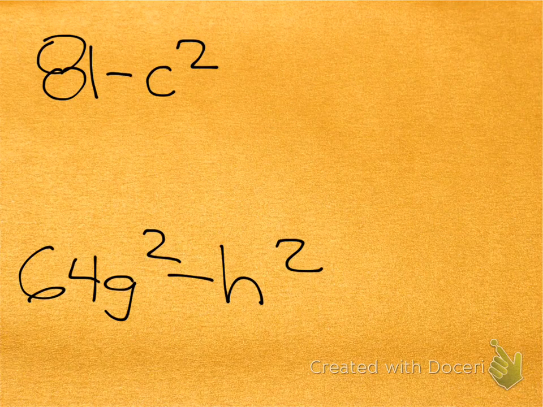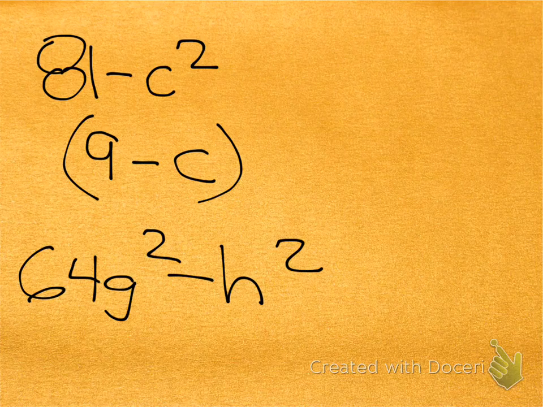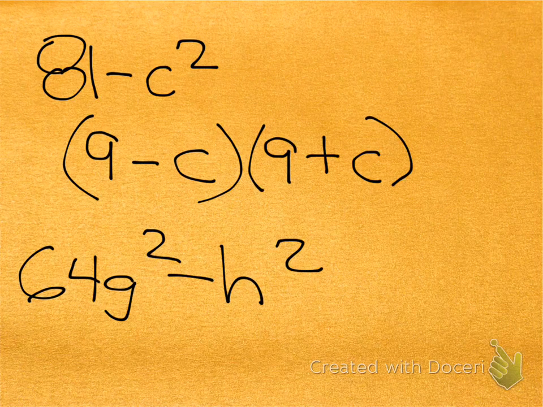So here's our first one. We have 81, which is a perfect square, because we can take the square root and it's an integer. So 81 and the square root of 81 would be 9. And then you can split it up into c and negative c, and that will give you the two terms. So if we split it up, we would have 9 minus c and 9 plus c, and that would be our factorable answer.